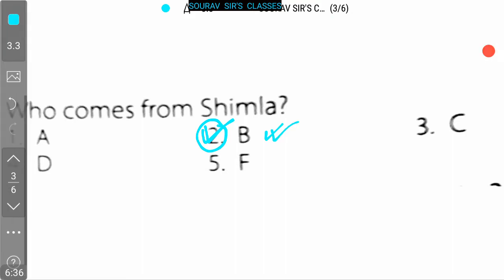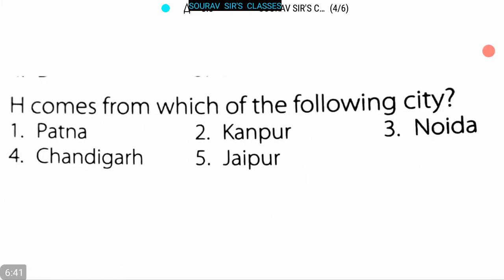Now here is our next question: H comes from which of the following cities? So we have to find the city from where H comes. H comes from Patna, that is option 1. So from the chart we can easily say that H comes from Patna.